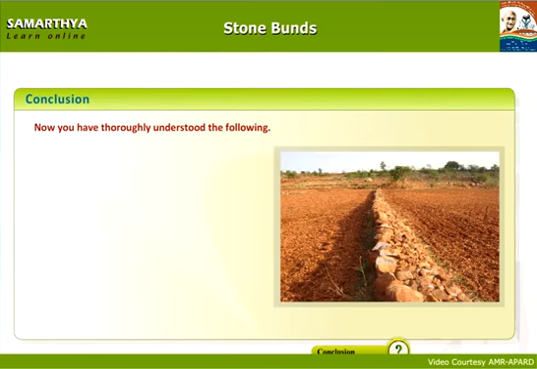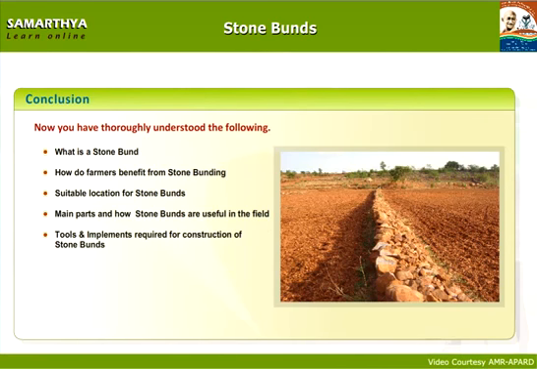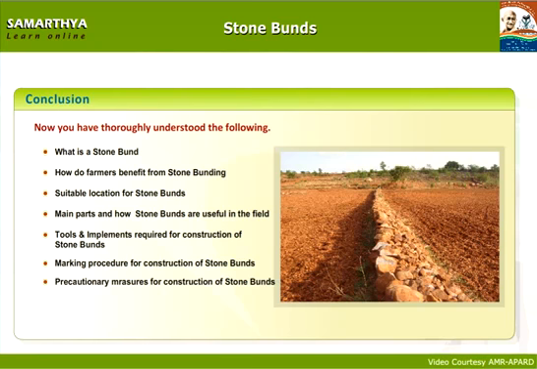Conclusion. Now you have thoroughly understood the following. What is a stone bund? How do farmers benefit from stone bunding? Suitable location for stone bunds. Main parts and how stone bunds are useful in the fields. Tools and implements required for construction of stone bunds. Marking procedure for construction of stone bunds. Precautionary measures for construction of stone bunds.